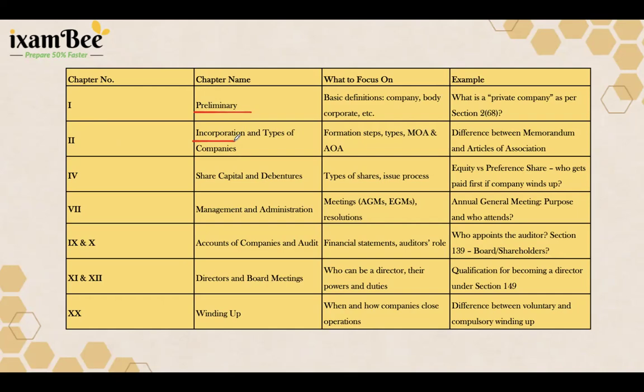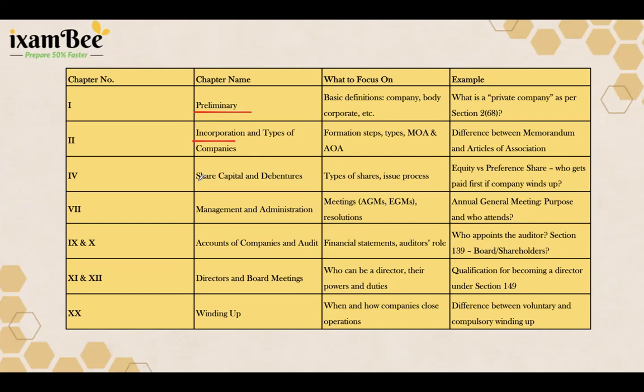Now, this chapter explains how a company is formed, what documents are required, and the roles of memorandum of association and articles of association. Remember, understanding the difference between MOA and AOA and the step by step incorporation process is very important, both from a theoretical as well as application based question point of view.